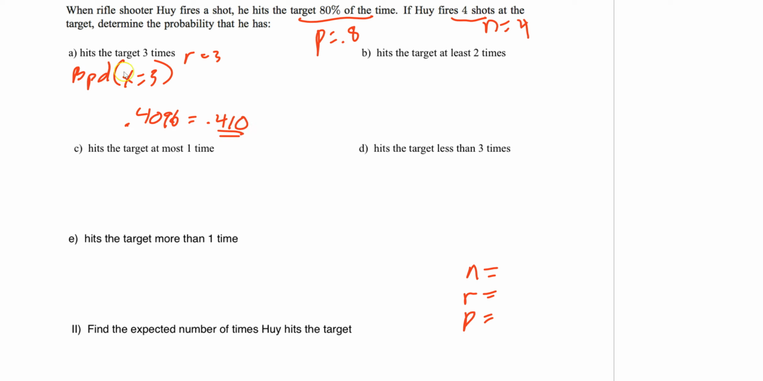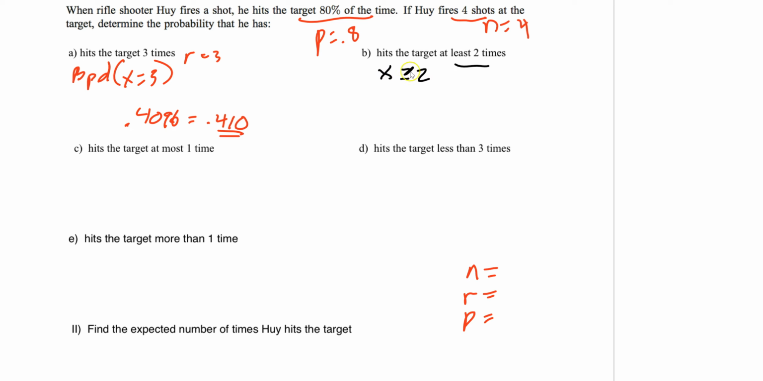Right, that's how you do it. Hit exactly 2 times, just plug it in, get your answer. Now let's look at the next one. It's a little tougher. Hit the target at least 2 times. At least 2. So first step is knowing how to write that. At least 2. So I want at least 2 cookies.